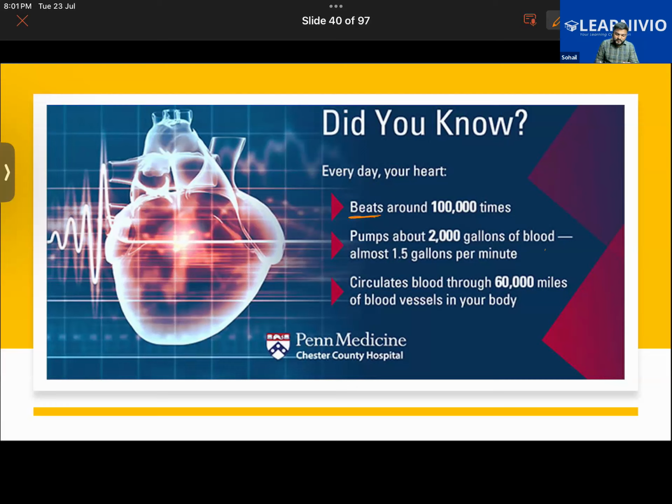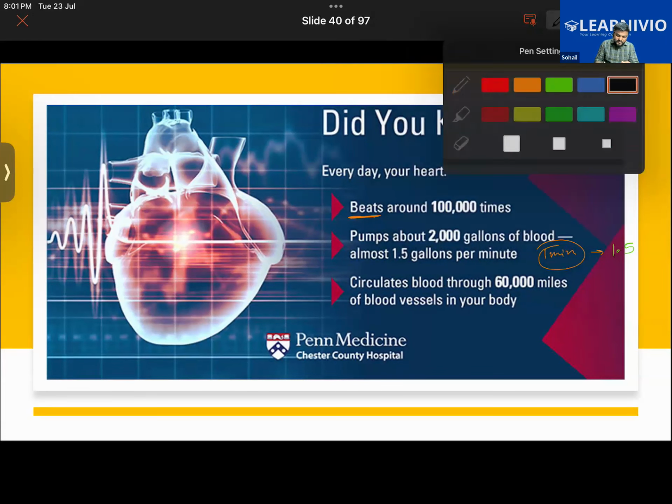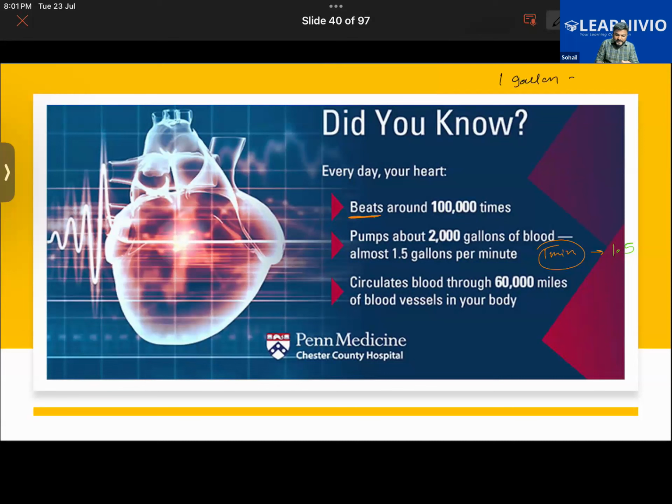Okay. So in 1 minute, it is pumping about 1.5 gallons. 1 gallon equals how much? As I said moments ago, 1 gallon in liters is about 3.78 liters. So you can multiply 1.5 with 3.78, and that much you will get in liters. Getting it, guys? Do one thing, multiply 3.78 with 1.5 quickly and see what answer you are getting. So multiply 3.78 with 1.5. There you will get the value in liters.